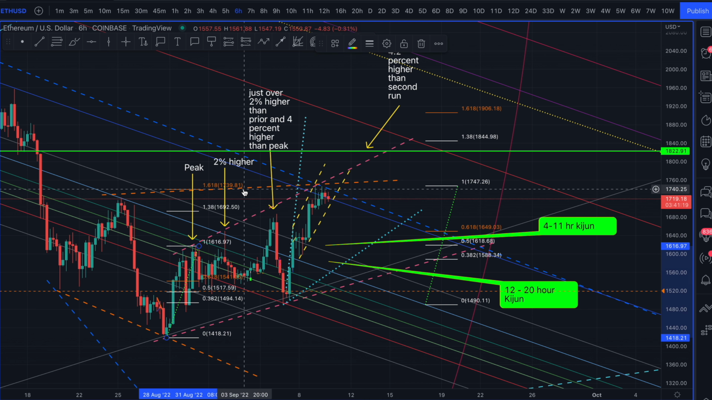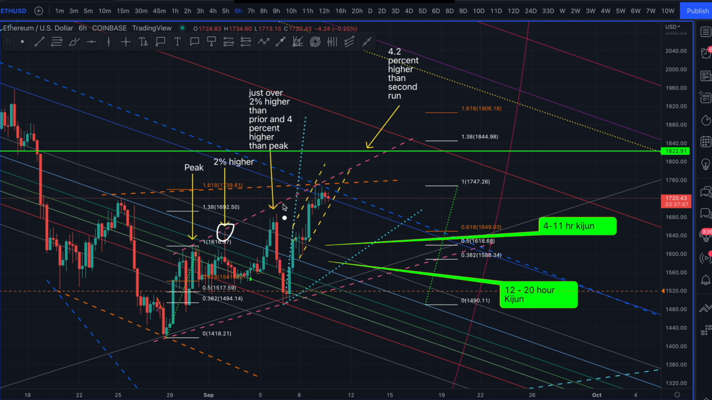And according to the Fibonacci retracement tool, it hit right on the money because it said we should have been going to 1739 and we went to 1746. Now I bring your attention to this second bounce and third bounce because it's possible that we're going to do the same again. And because this bounce here is 4.2% higher than our peak, this green line here is 4.2% higher than our peak of the second run.